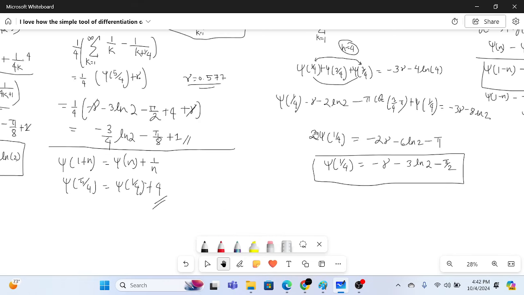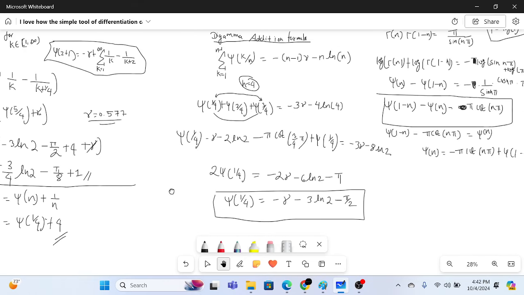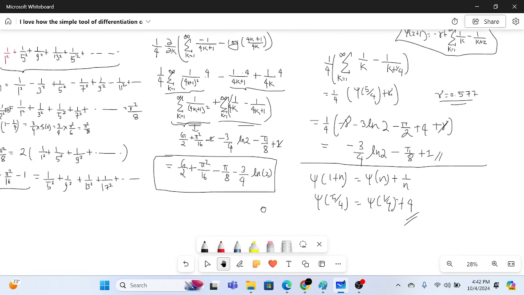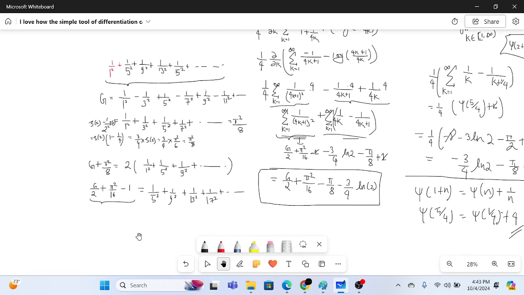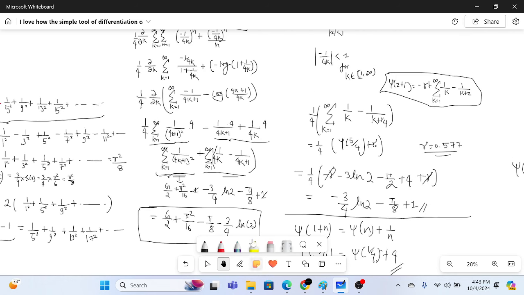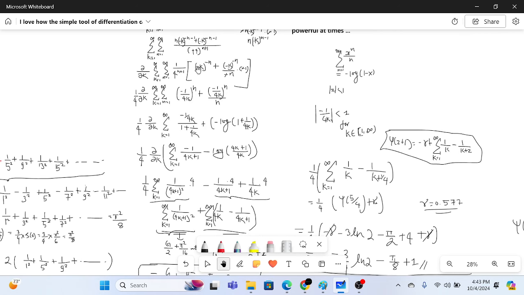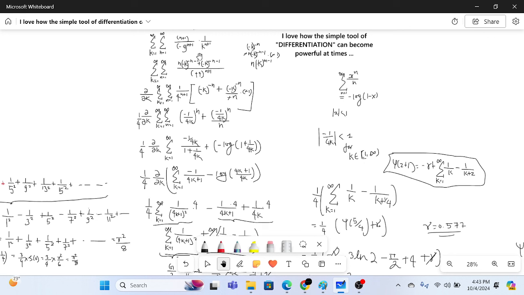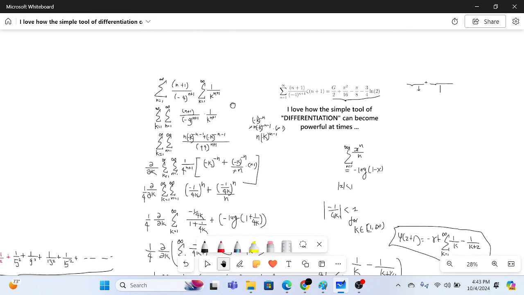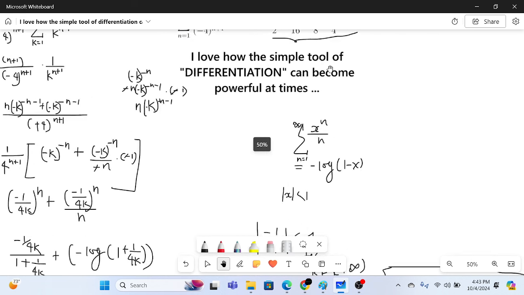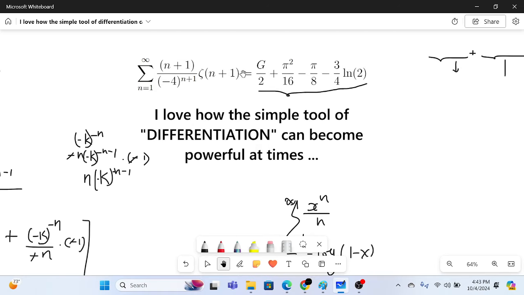Other than this, what else did we use? We used the sums, the Planck's constant and the zeta function, and differentiation also made it easier to solve, although it could have been solved without differentiation too. Yeah, so that is it. And with this nice sum we learned a lot of properties. I hope that was helpful for you.